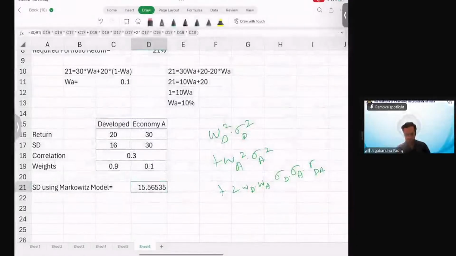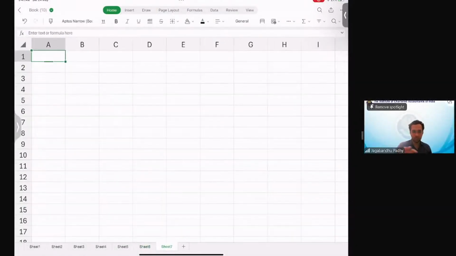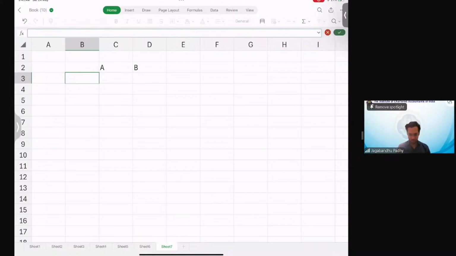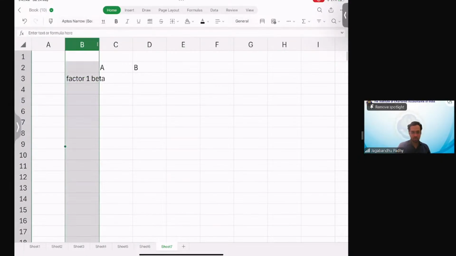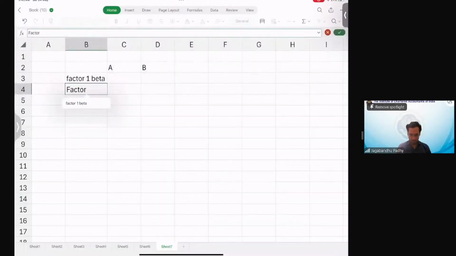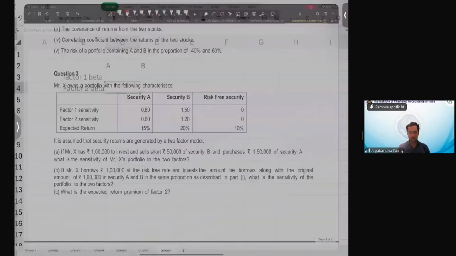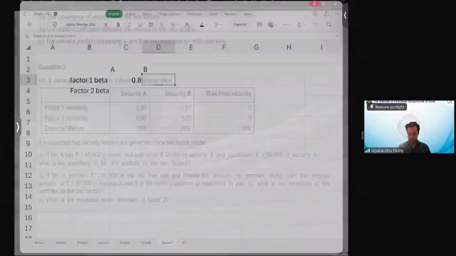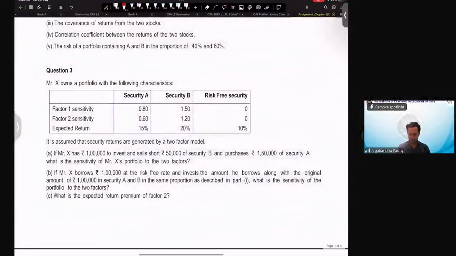So let us take it down. Security A and B. We have got factor 1 beta and factor 2 beta. Factor 1 beta is 0.8, 1.5, 0.6, and 1.2.